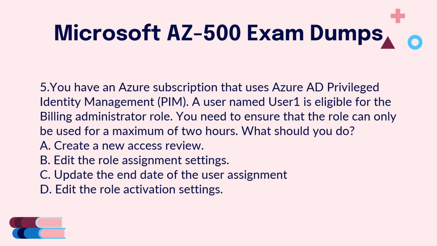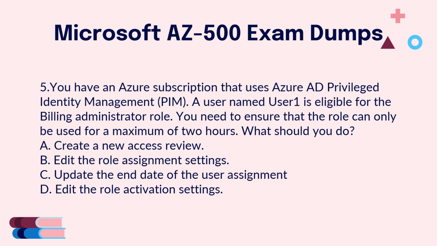5. You have an Azure subscription that uses Azure AD Privileged Identity Management (PIM). A user named User1 is eligible for the Billing Administrator role. You need to ensure that the role can only be used for a maximum of 2 hours. What should you do?